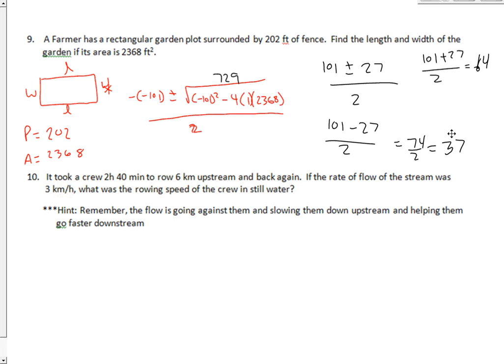So 64 and 37 are my two values here, because basically if I take 64, it's going to be multiplied by 37 to get my 2,368. So essentially, if my length is 64, my width would be 37. If my length was 37, my width would be 64. But all they ask for is what were the length and the width. So my dimensions are 64 feet by 37 feet.